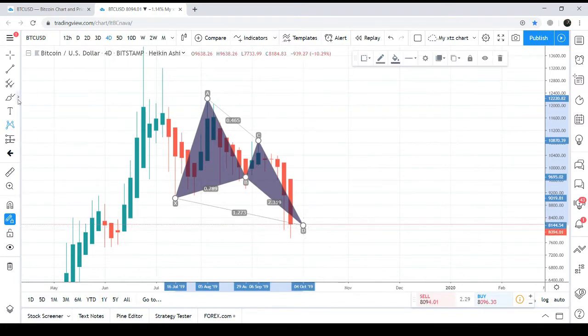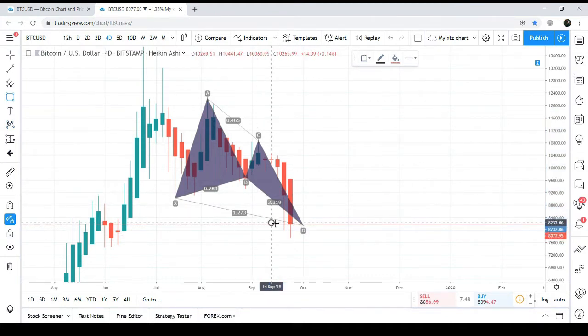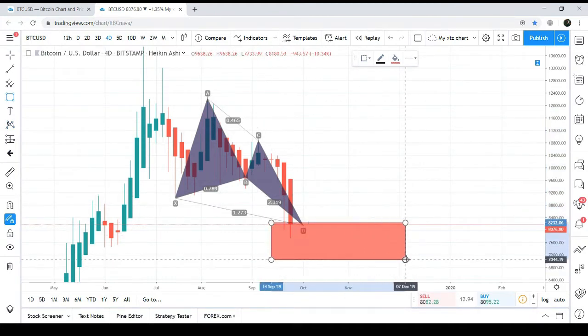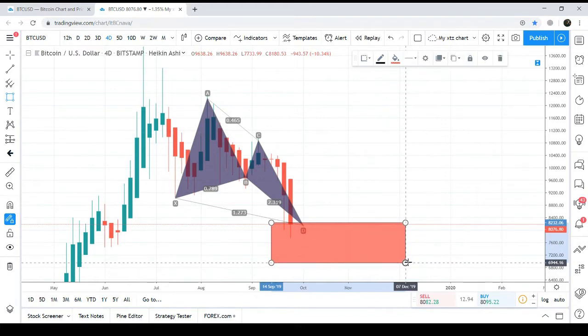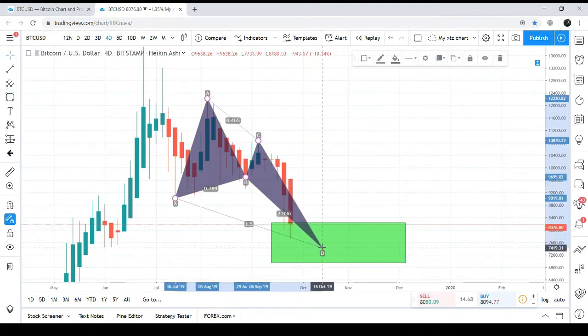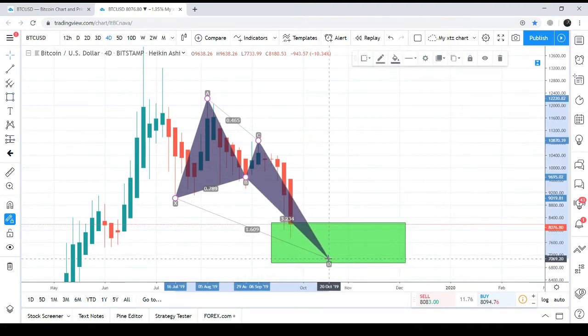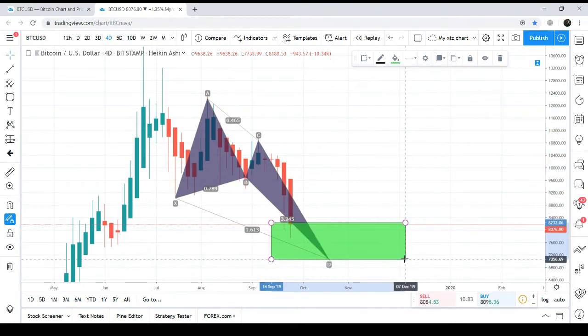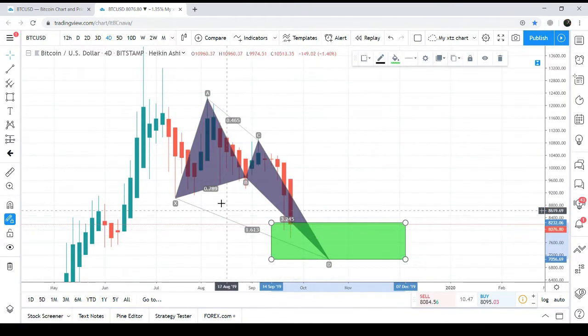This is our potential reversal zone. This is the place from where our potential reversal zone starts, from 1.27 up to 1.618 Fibonacci, almost up to here. And this is our potential reversal zone according to this bullish butterfly pattern.